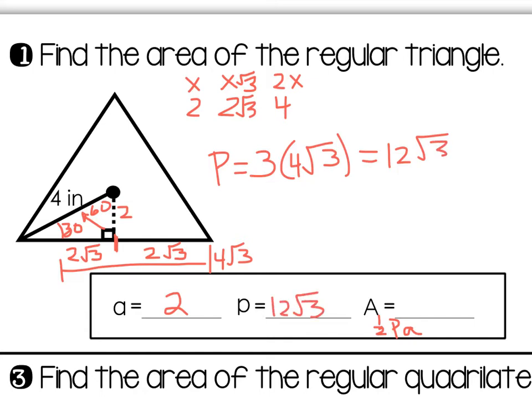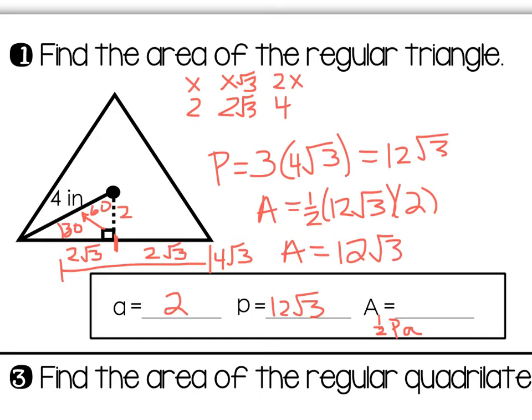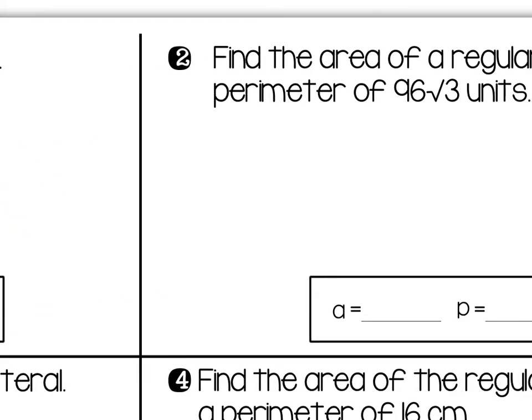So to find my area, I'm just going to use those two things I found. Area equals 1/2 P, which is 12 root 3, times apothem, which is 2. And when I multiply all of that stuff, I get 12 square root 3. In this problem, because of those numbers, my 1/2 and my 2 basically cancel each other out. So let's look at this other triangle problem.